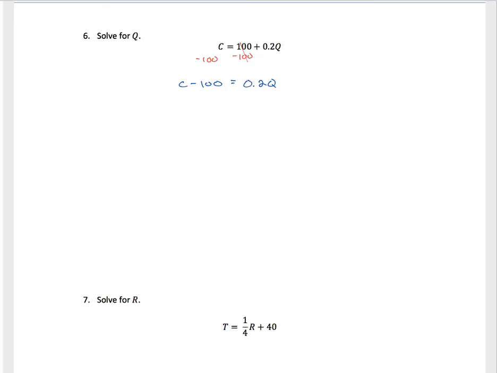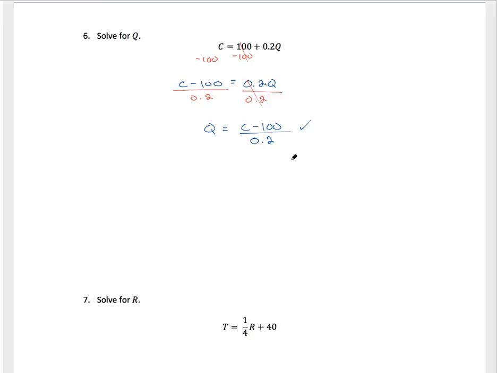And then our last step here is to undo this multiplication of 0.2 times q. So the inverse operation of multiplication is division. So let's divide out that 0.2. And remember, whatever we do to one side, we have to make sure we do the same thing to the other side. So I've got to divide the entire left-hand side by 0.2. And so I'm left with q is equal to c minus 100 divided by 0.2. And you can leave your answer like this.